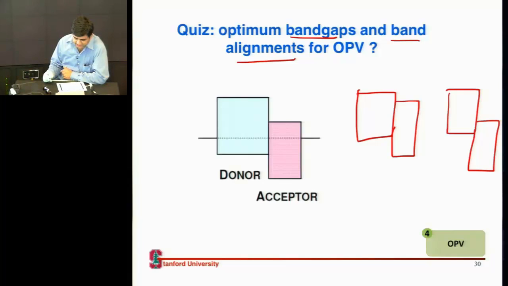Let's consider the easy part. What should be the band gap? What's the band gap for optimal efficiency of a solar cell? 1.4-ish, right? So somewhere between 1.3, to give a broad range, 1.1 to 1.4. Okay. Now, how about the band lineup? Should it be like this, or should it be like this?